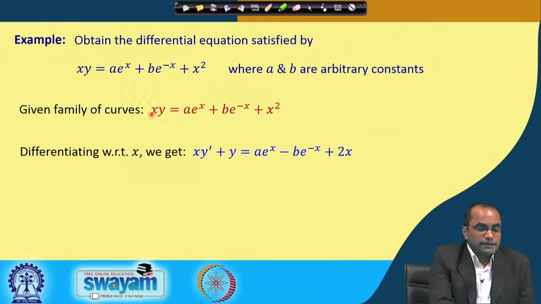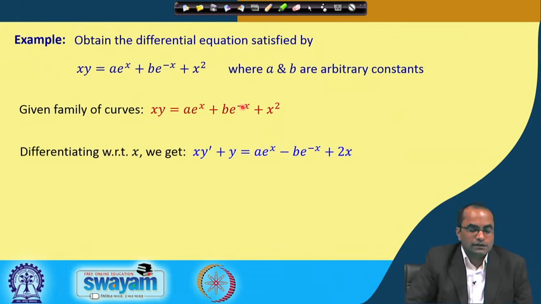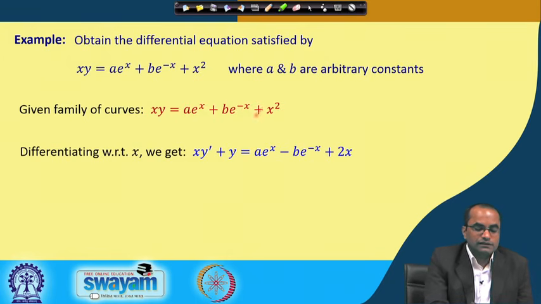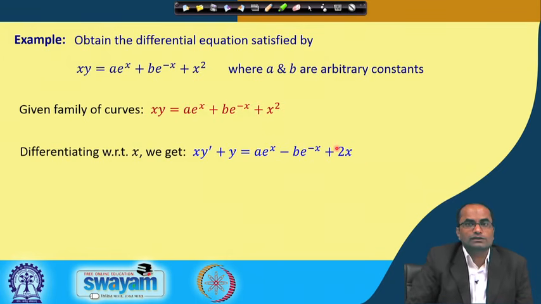So, we will get x y derivative plus the y here and the derivative of x, 1. So, that is x y prime plus y, that is the derivative of this x y term. So, the product rule applies. Now, the derivative of a e power x is a e power x, and here b e power minus x will be minus b e power minus x, and the derivative of x square is 2 x. So, we have differentiated this with respect to x only once, and now we have to differentiate this once again, because we do see here 2 arbitrary constants in the equation.